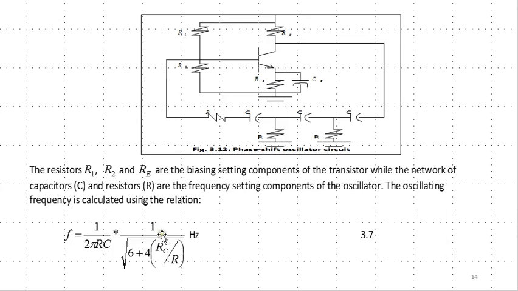And the formula we use for calculating the frequency of oscillation: F is equal to 1 over 2 pi RC, where 2 pi is a constant. You are the one that will select your R and C, times 1 over the square root of 4 plus 6 plus 4 into RC all over R. Now, by selecting the values of these, you can come up with the frequency at which you want your transistor to operate.